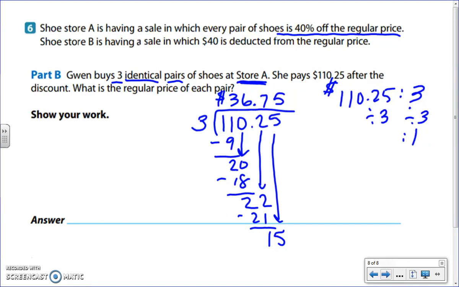So again, we have to be careful about this. Each of the pairs of shoes is costing $36.75. That's after a 40% discount. This is where, kind of like when I was talking about the 60%, that kind of comes in handy.